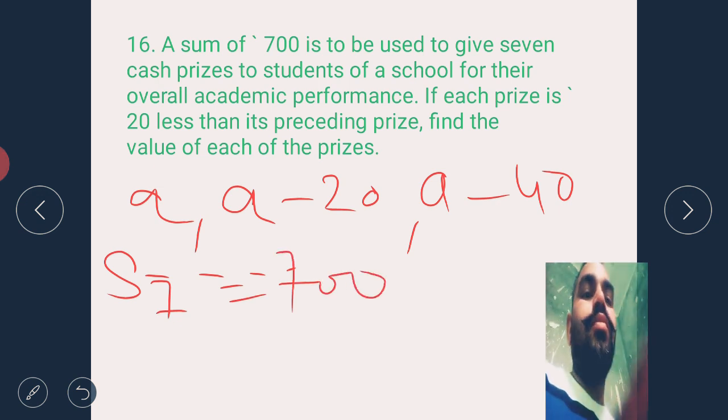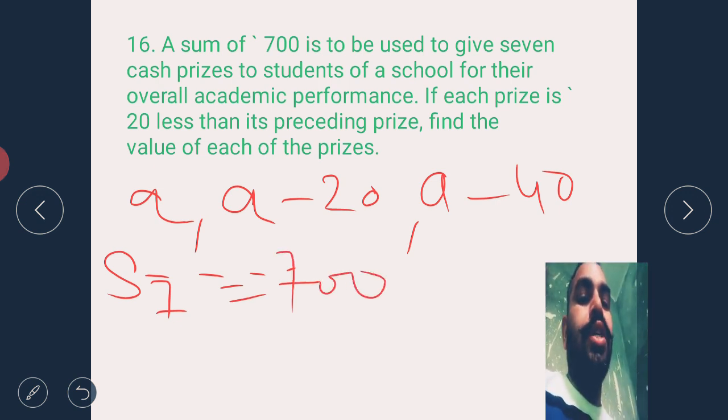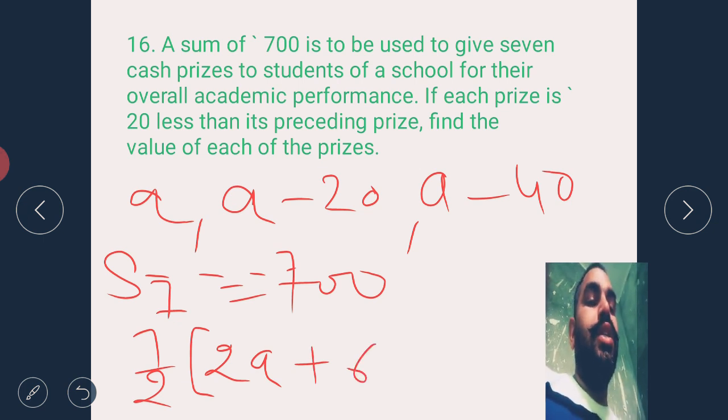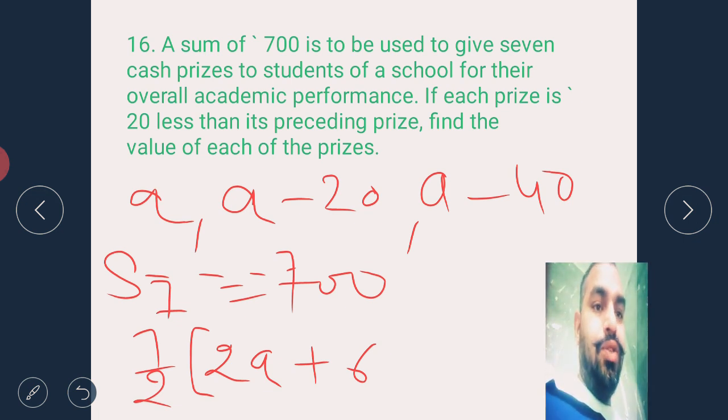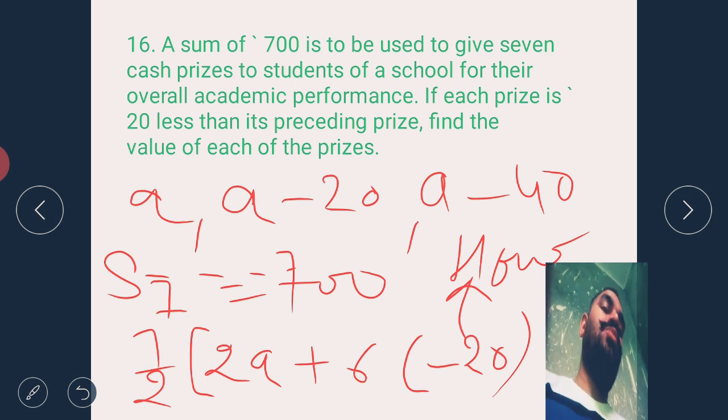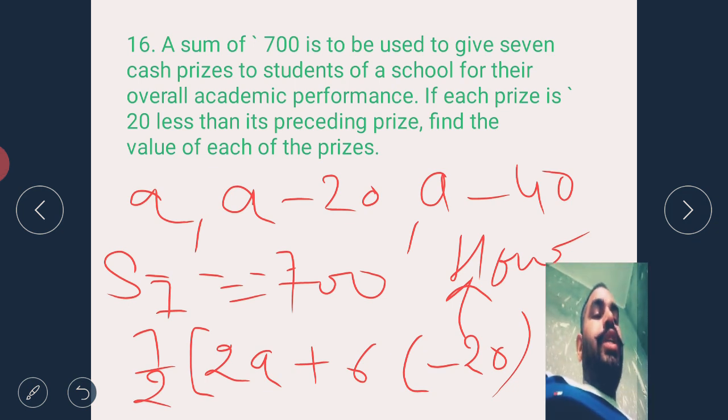700. Yes or no? And sum is equal to 7 by 2 into 2a, first term is a, plus 7 minus 1, 6 into d. What is d? You have to search out d. D is, I think so, -20. You suggest me, comment me how. Suggest me how this -20 is there.